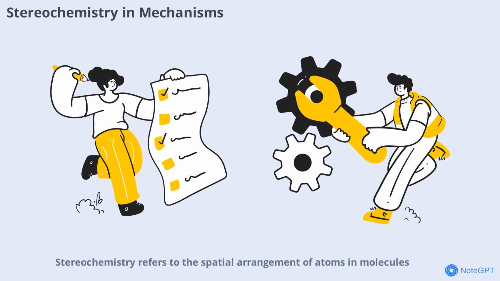Stereochemistry refers to the spatial arrangement of atoms and molecules. Many mechanisms like SN2 and E2 have specific stereochemical outcomes. Understanding how mechanisms affect stereochemistry is essential for synthesizing molecules with the desired three-dimensional structure, which is especially important in pharmaceuticals and natural products.